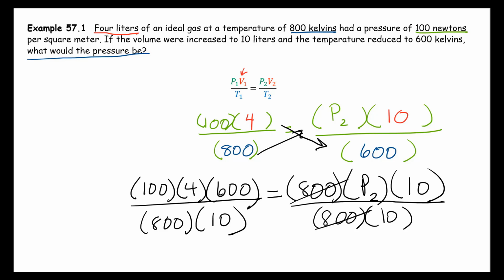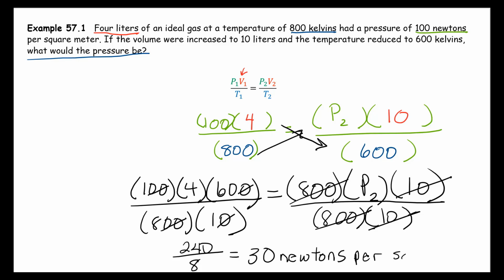And these will cancel. And over on the left side, I can cancel some factors of 10, get rid of these 2 zeros here and these 2 zeros here. I can get rid of 1 zero here. So now I have 4 times 60 is 240, and that is going to be over 8, which is going to be 30 newtons per square meter.